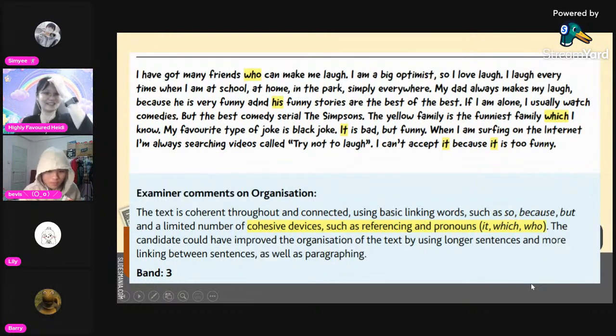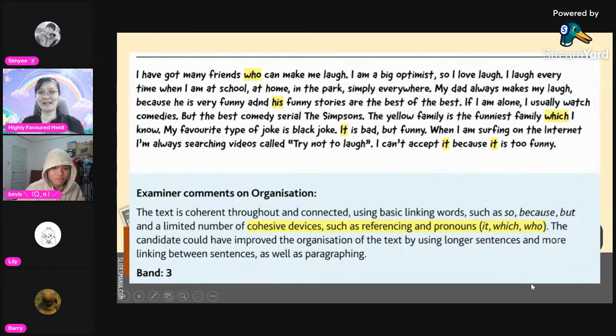The text is coherent throughout and connected using basic linking words such as so, because, but, and a limited number of cohesive devices such as referencing and pronouns: it, which, who. The candidate could have improved the organization of the text by using longer sentences and more linking between sentences as well as paragraphing.